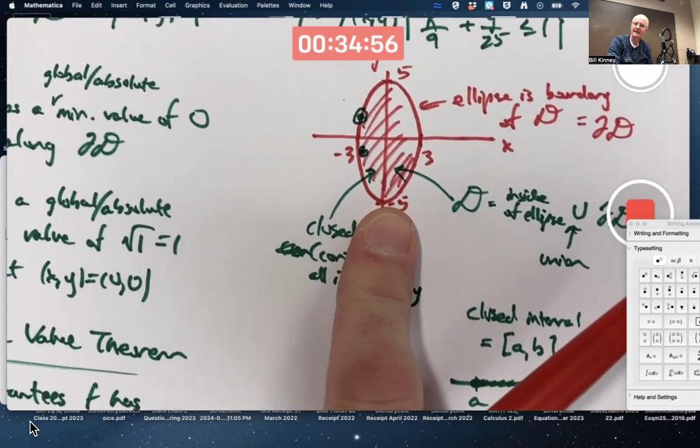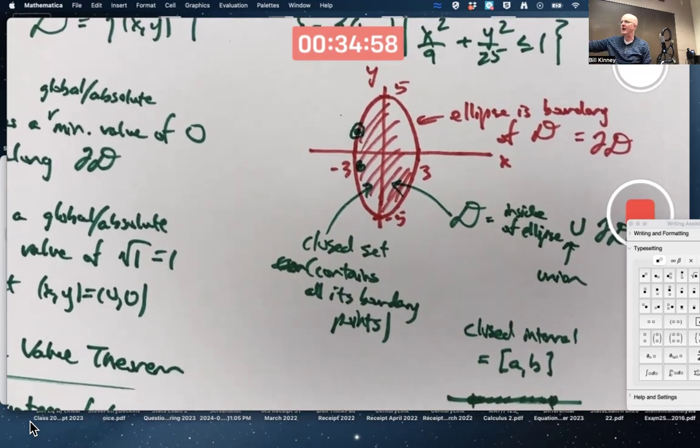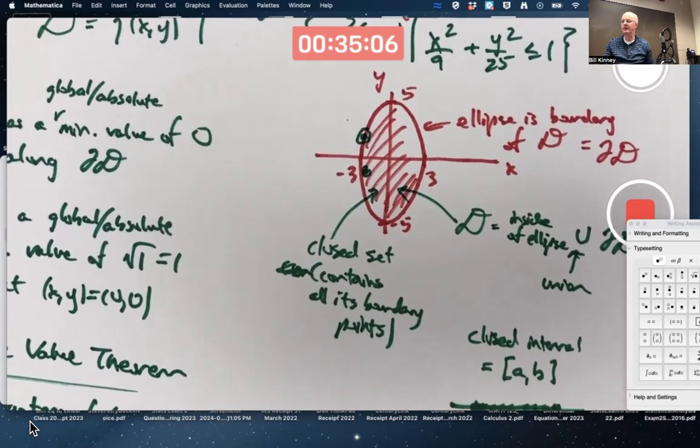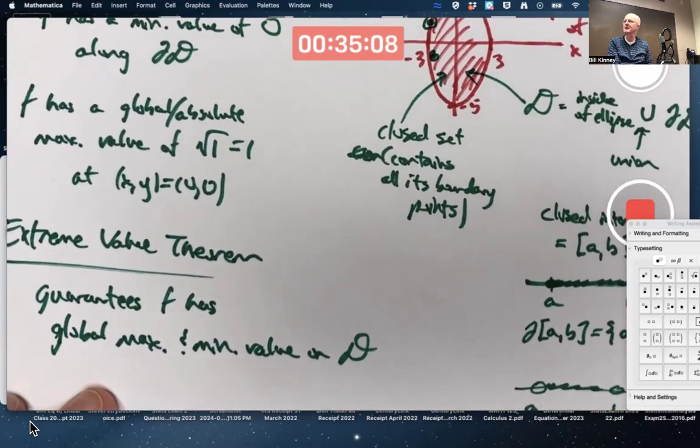This is a bounded set. It doesn't go off to infinity, off forever and ever in some direction. When you have a continuous function on a closed and bounded set, it's guaranteed to have a maximum and minimum value. In fact, global max and min.